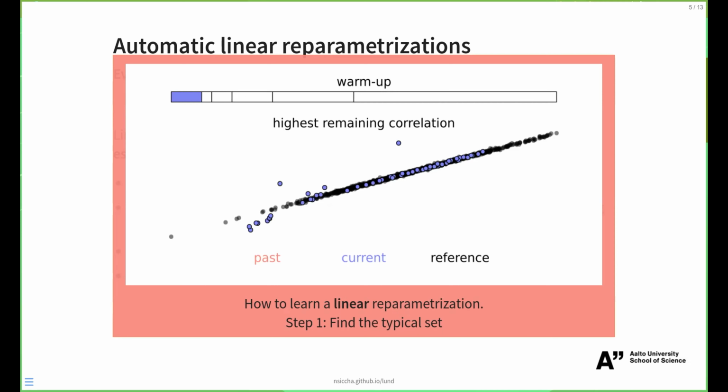This is what you always do whenever you run Stan, for example. In the first step of learning this linear reparameterization, you first find where all the probability mass is. This usually happens very quickly. Then most of the time, basically the remainder of these rectangles on the top, is spent trying to learn this correlation structure or the scale structure of the posterior. So once it has found this typical set, it explores the typical set, learns something about the structure, and spends some time doing that.